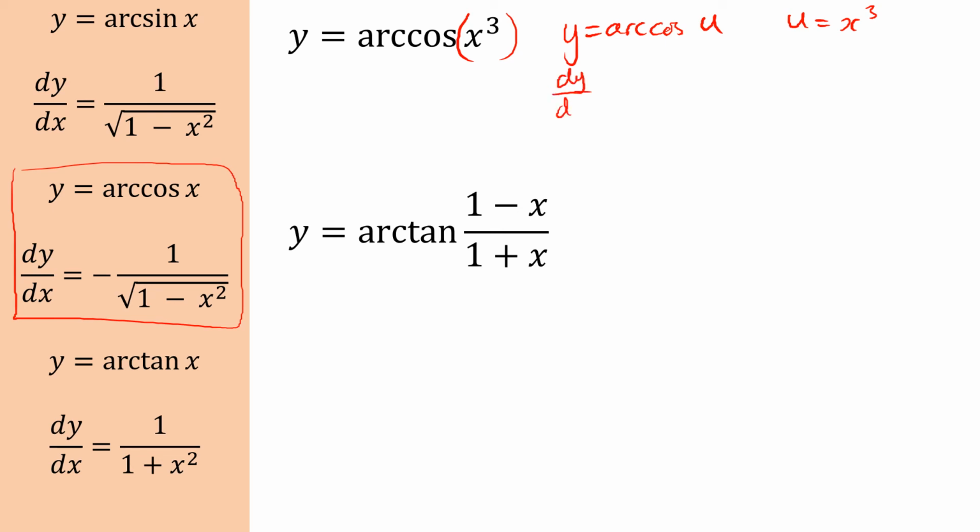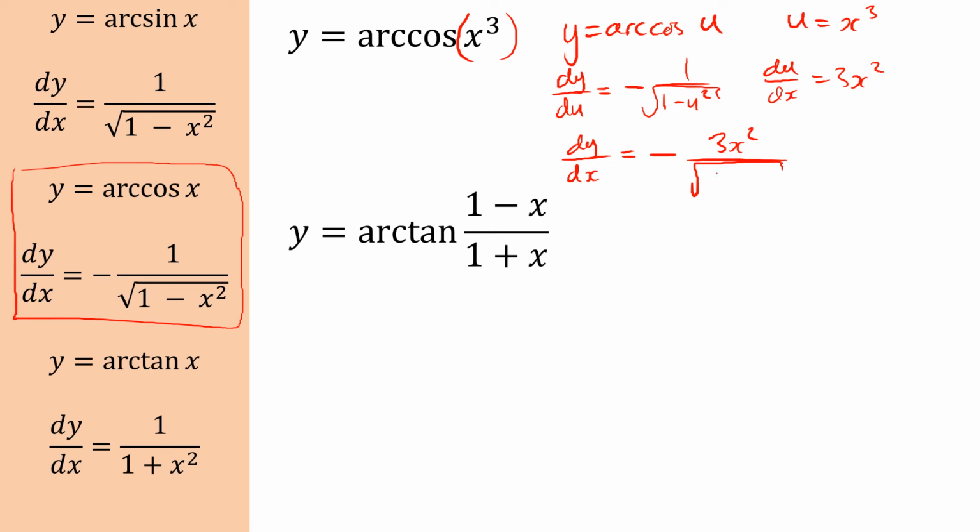Then we can say dy/du is equal to minus 1 over the square root of 1 minus u squared, and du/dx is just 3x squared. So we'll multiply those two things together to get our dy/dx, and that will give us minus 3x squared all over the square root of 1 minus, we want u squared, so that's going to go to x to the power of 6. Fair enough. This second one, a little bit trickier.